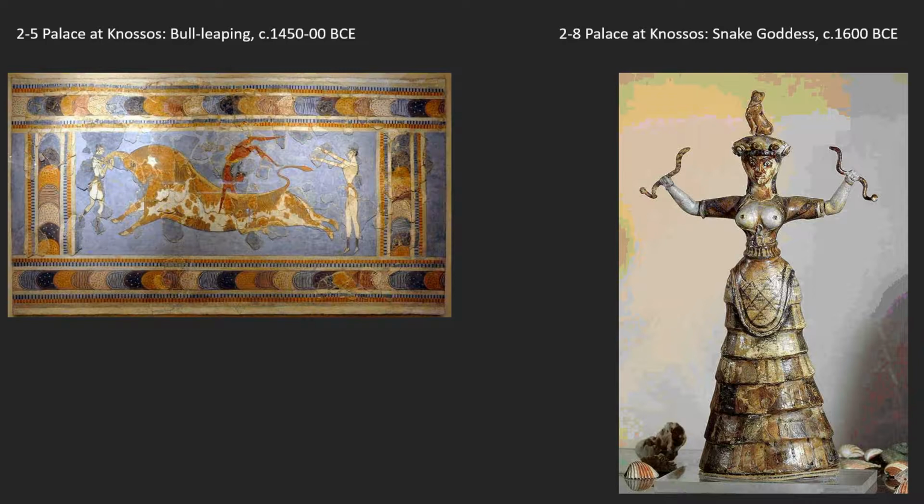And as you can see, we often think of her as being a goddess figure or maybe a priestess figure. This was found also at the Palace of Knossos in a space that was used as a religious sanctuary. And she has that bare-breasted costume that's worn by our bull leapers.